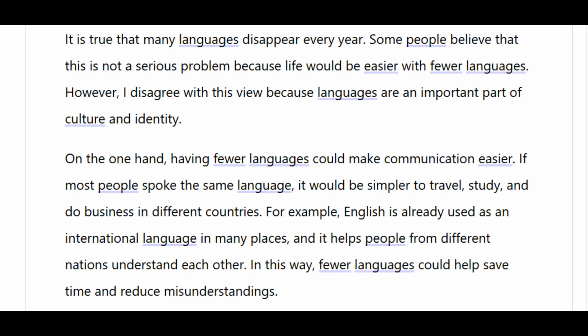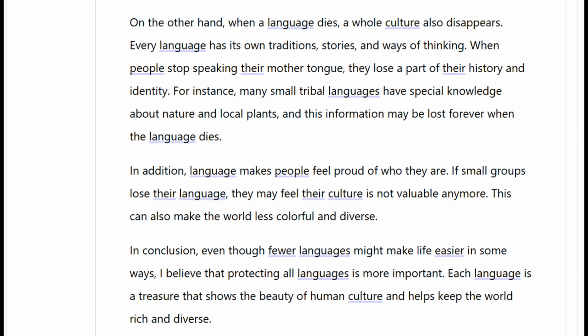International language. Example. For example, English is already used as an international language in many places. Examples make the essay stronger and more realistic. Teaching tip. In IELTS, always explain your idea clearly and then give an example. Now we move to the second body paragraph.